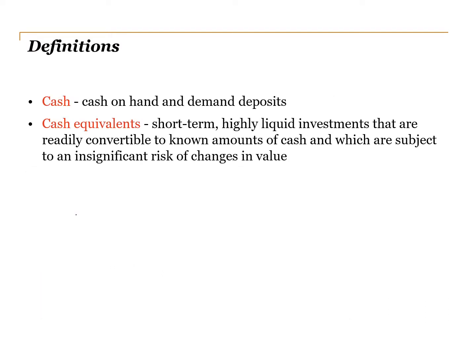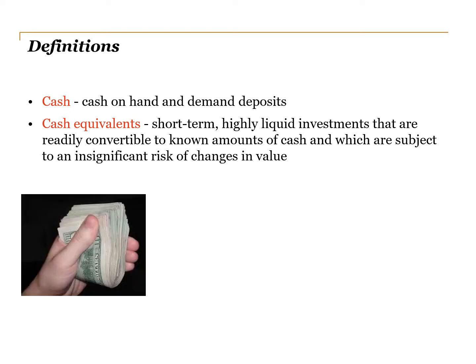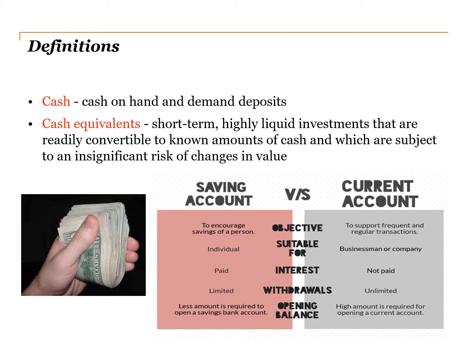Well, first let's define cash. Cash can be cash on hand, the dollars you have in your pocket. Demand deposit can be your saving or current bank account. You can find below some of the differences between these accounts, but both meet the definition of cash.